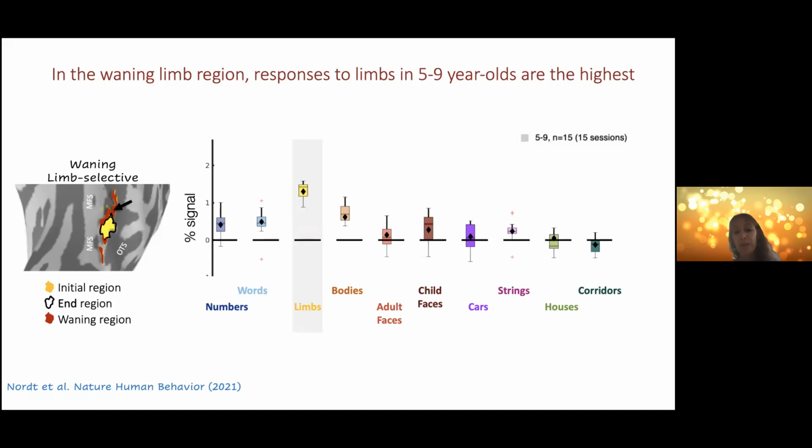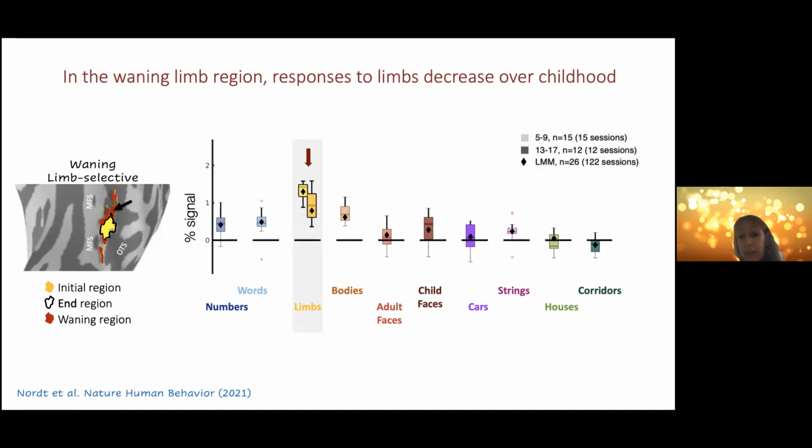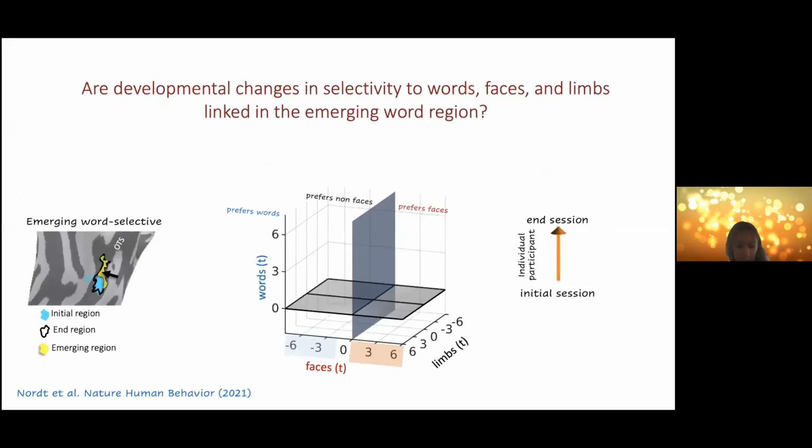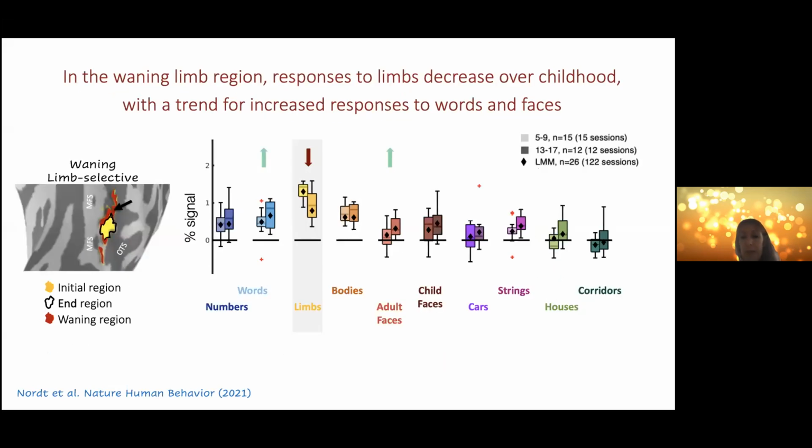So as expected, in the young children, this region is limb selective because it shows the highest responses to limbs. So why does it lose limb selectivity? Do the responses to limbs go down or do responses to other stimuli go up? So you can see that the responses in teens are lower in the same region. And at the same time, we see trends for increases in responses to words and faces in this region. So we can see that a lot of the changes are happening because of decreases or increases in response to the preferred category. However, if we really want to examine the prediction of the developmental hypothesis, we might want to track the changes in selectivity within individual children and not at the level of the group response.